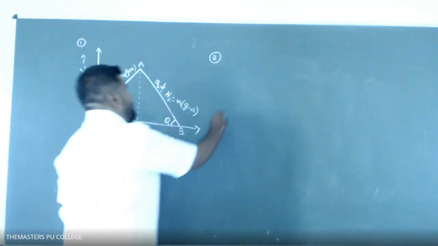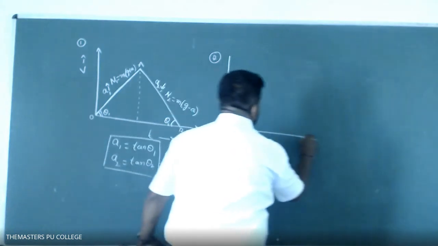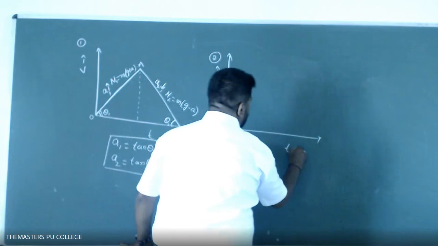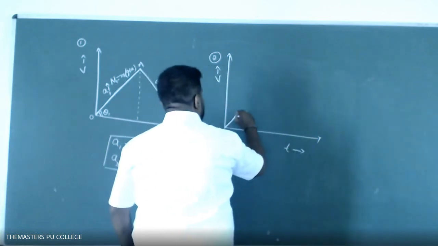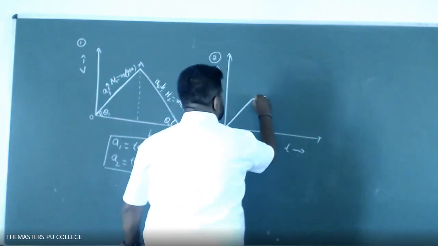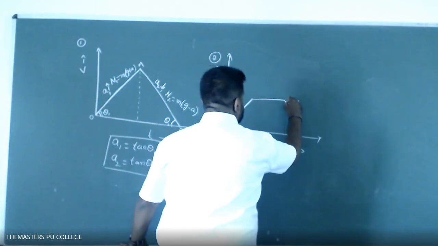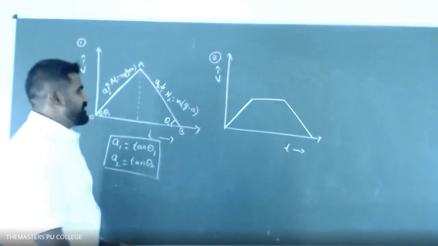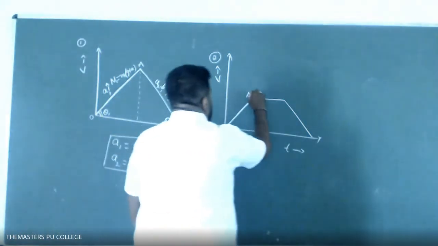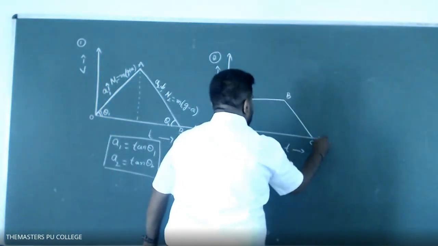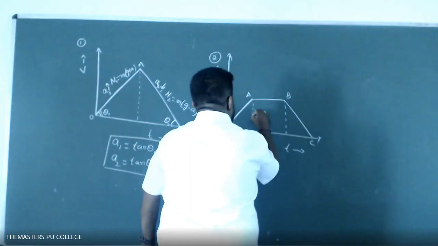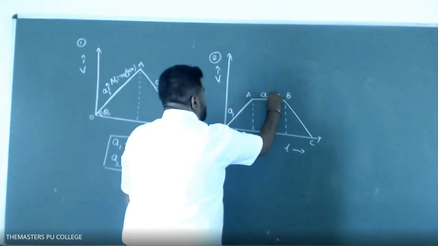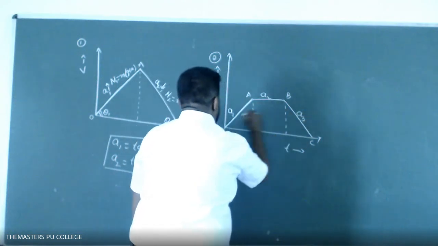Next kind of graph you can expect. This is velocity and this is time. Initially acceleration increases, then it is zero, then decreases. You may expect this kind of graph also. O, A, B, C. In this region, let me call it A1, here A2, and here A3.